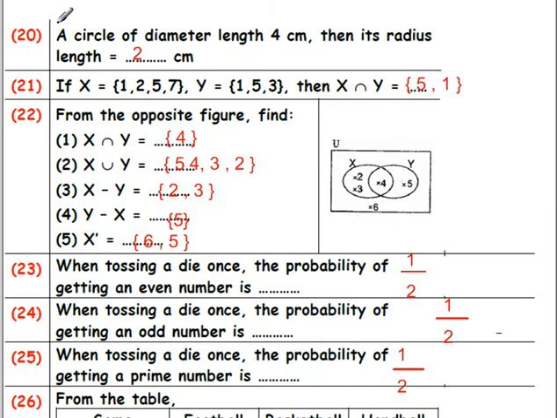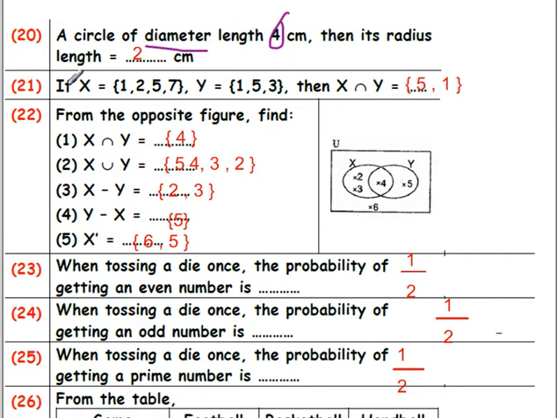Number 20. A circle of diameter length 4 cm. Then its radius length equals what? The circle, its diameter is 4. Then its radius equals the diameter divided by 2. 4 divided by 2 equals 2.